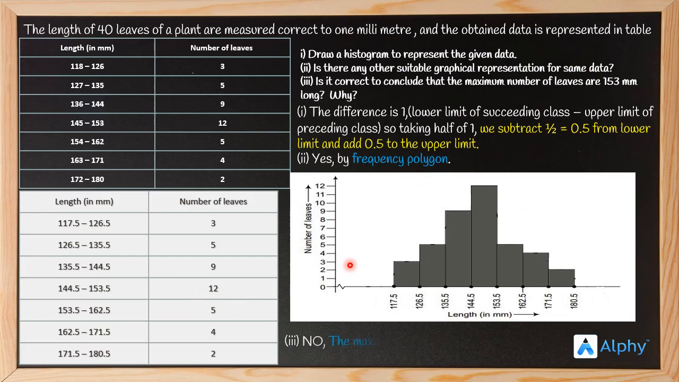Now about the third question. As we can see from the histogram that we have constructed, the leaves over here have lengths which are more than 153 mm. So the answer to the question will be no, because the maximum number of leaves are lying in between the length of 144.5 to 153.5, which is more than 153 mm. So the answer for this will be no.